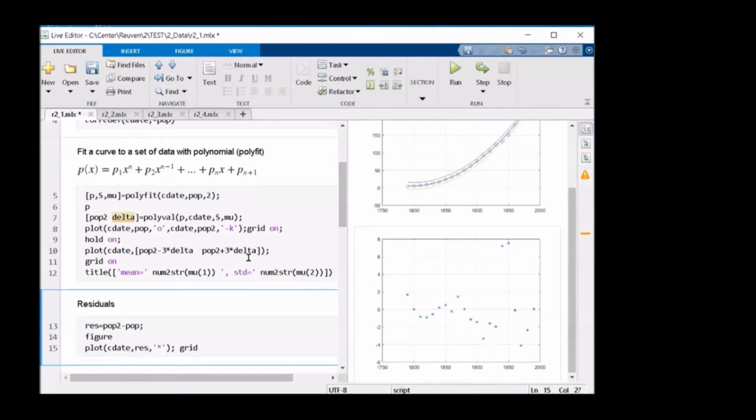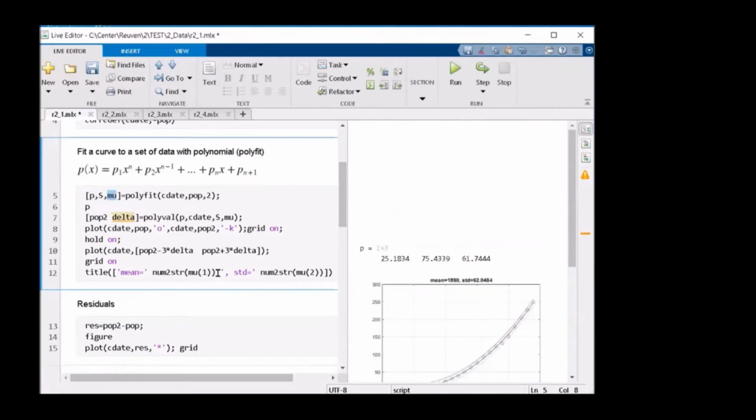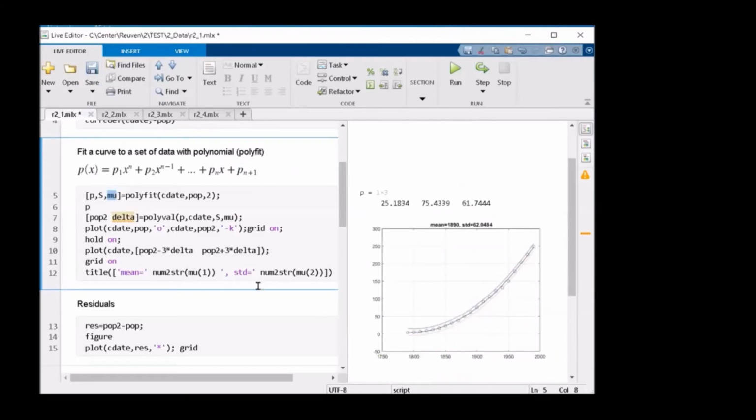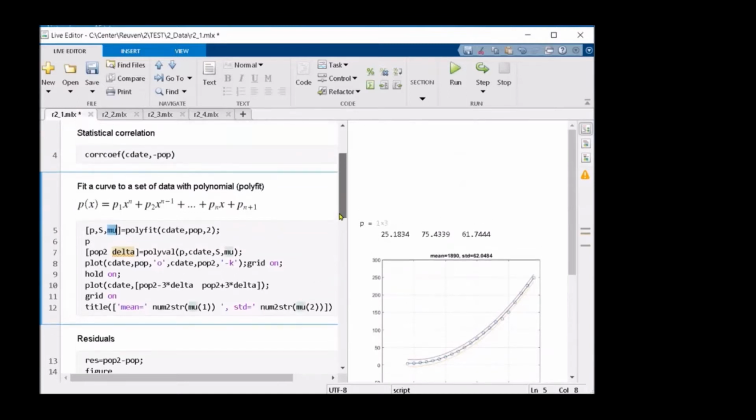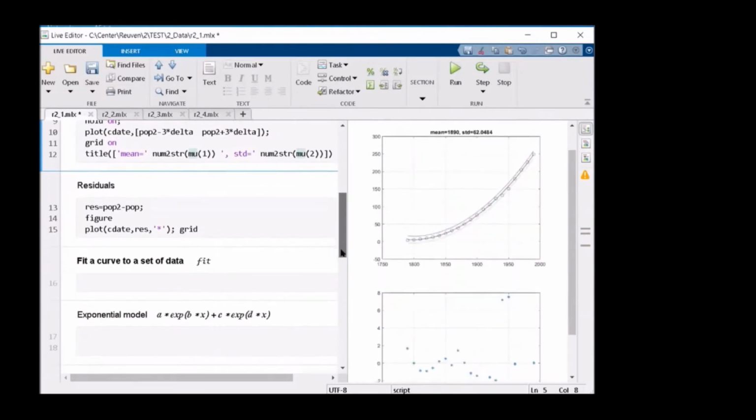Absolutely right. Also the mu, do you remember I told you that we use this mu parameter in the equation? This mu, there are two numbers in this mu, it's just a vector. The first mu is a mean value of our data, of our x, of our argument, of our dates. Here it's just years, it's the mean value. And the second value in this vector mu is the standard deviation of the same years. It just helps sometimes to understand the result. Okay.